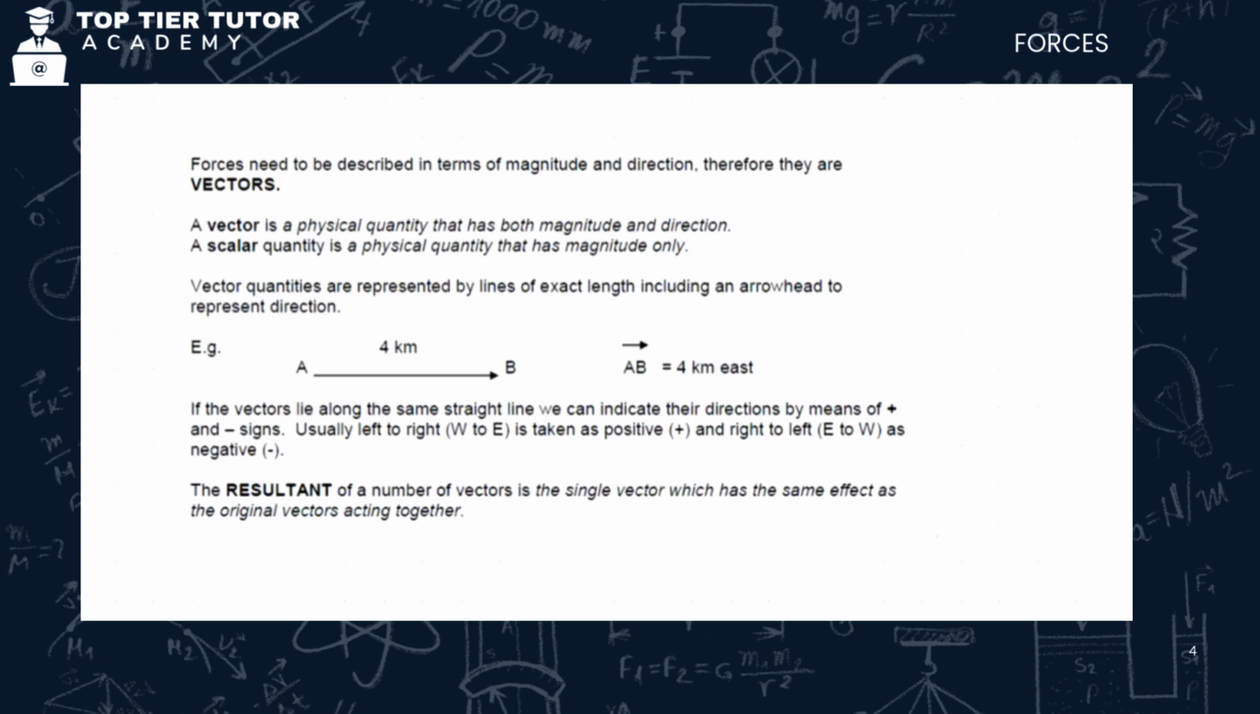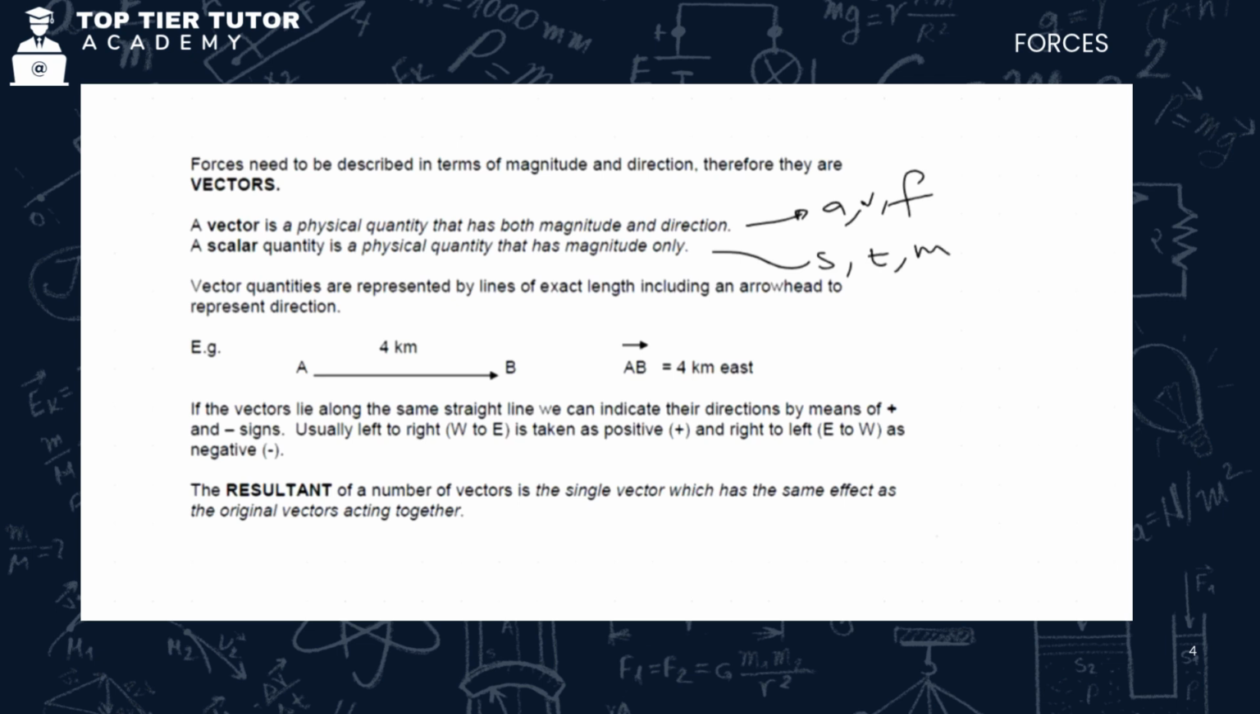A vector is a physical quantity that has both magnitude and direction, whereas a scalar is a physical quantity that only has a magnitude. Examples of vectors are acceleration, velocity, and force, which we're talking about right now. For scalar quantities, we have speed, time, and mass. They have no direction whatsoever.